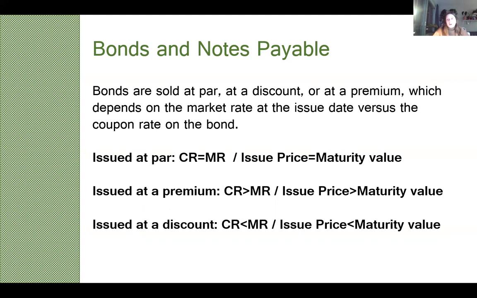And your bonds can be sold at par. They can be sold at a discount or at a premium. And that depends on the market rate at the issue date versus the coupon rate on the bond. So here I put some kind of little guide for you to know if it's issued at par, premium, or discount. So at par, your coupon rate is equal to your market rate, and there's no premium or discount. So your issue price is equal to your maturity value. Issued at a premium, your coupon rate is greater than your market rate, and then your issue price is greater than your maturity value. And then issued at a discount, it's the reverse of the premium. And with these two, the premium and the discount, you're going to amortize the difference between your issue price and maturity value at every interest period.